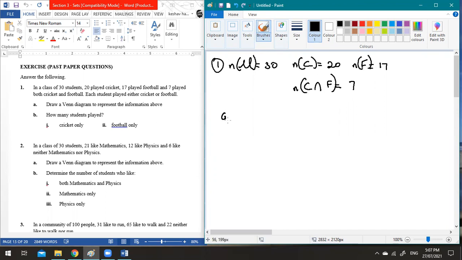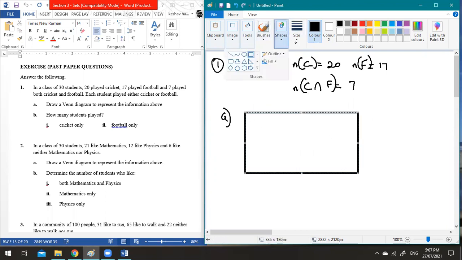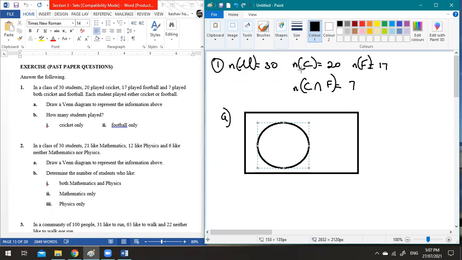Now, the first part, to draw a Venn diagram: the universal set is represented by the rectangle. The two sets will be represented by circles. I'll draw them as two different circles and change the color. And so this is the universal set here. The number of elements in the universal set is 30. The number of elements in the set for cricket is 20. The number of elements in the set for football is 17, and the middle is 7. No outliers, right?